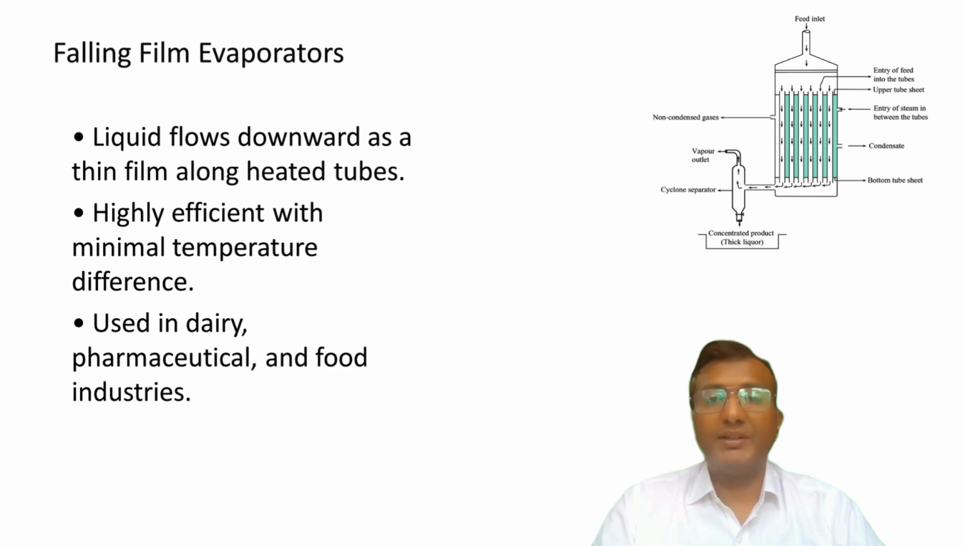Falling film evaporators are widely used in dairy, pharmaceuticals, and food industries, such as concentrating milk or fruit juices. Their high efficiency and gentle processing make them ideal for maintaining product quality. However, they require careful control to maintain the film and avoid dry spots.